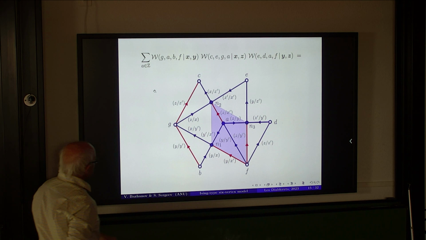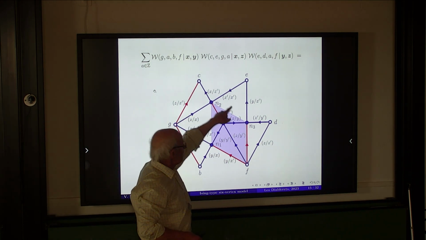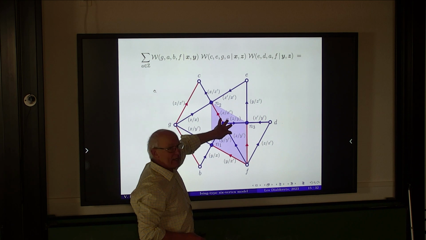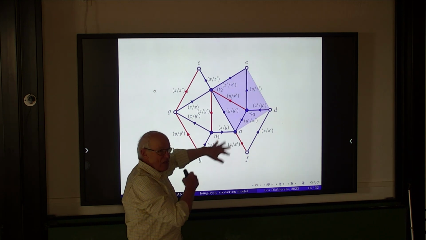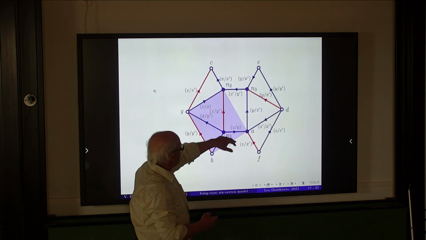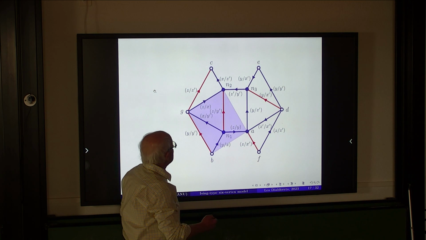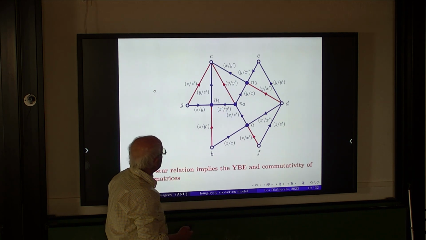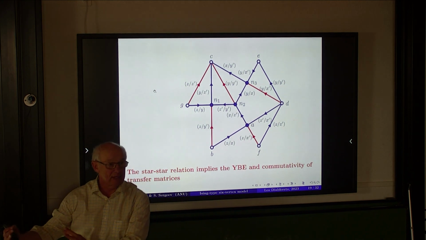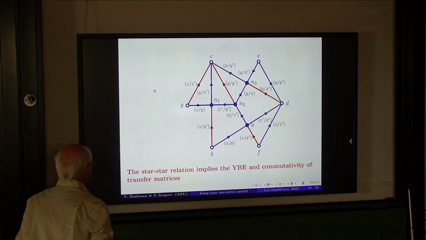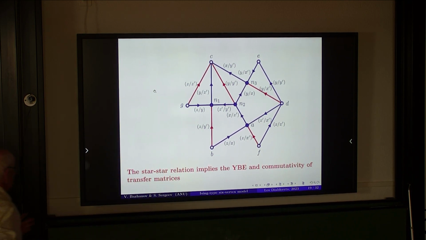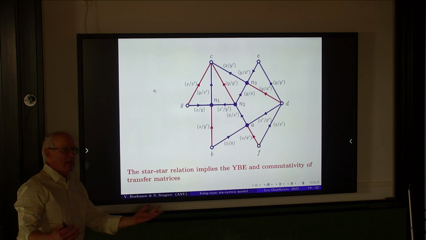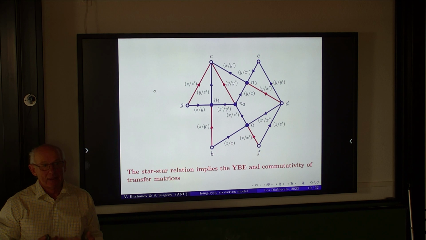So we look at the picture and see that in the middle we have ingredients of the star-star relation. We apply the star-star relation here. You see something changed. Then go identify the second, the third. We apply it consecutively and arrive at the right-hand side of the Yang-Baxter equation. Of course, it was known before, but I'm just explaining that the star-star relation implies the Yang-Baxter equation.